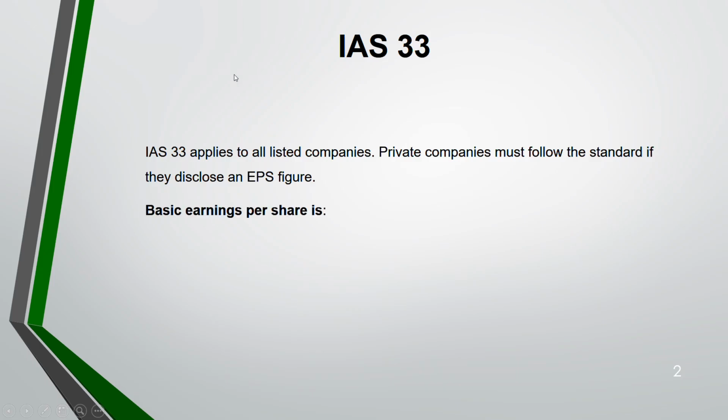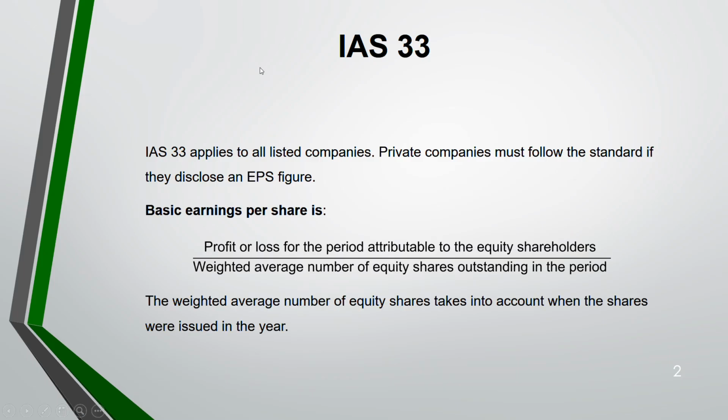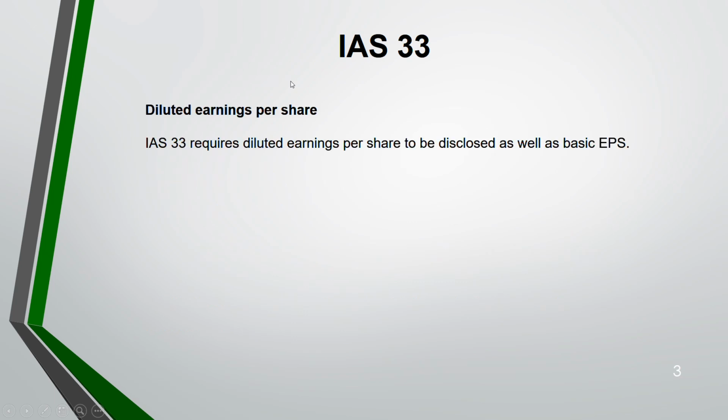There are two types of EPS that you should know. One is basic EPS, the other one is diluted EPS. Basic EPS is profit or loss for the period, that is for the equity shareholders, divided by the weighted average number of equity shares. The weighted average number of equity shares takes into account when the shares are issued in the year. IAS 33 requires diluted EPS to be disclosed as well as basic EPS.